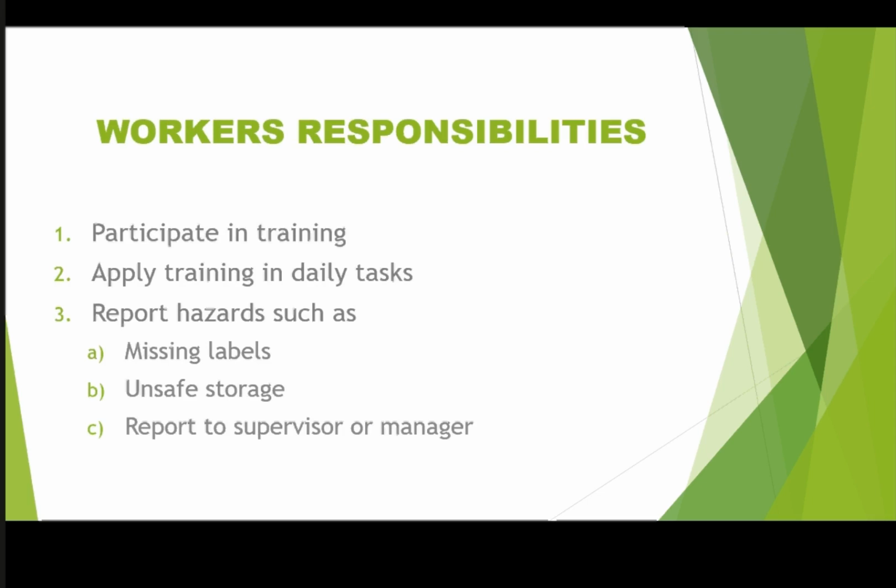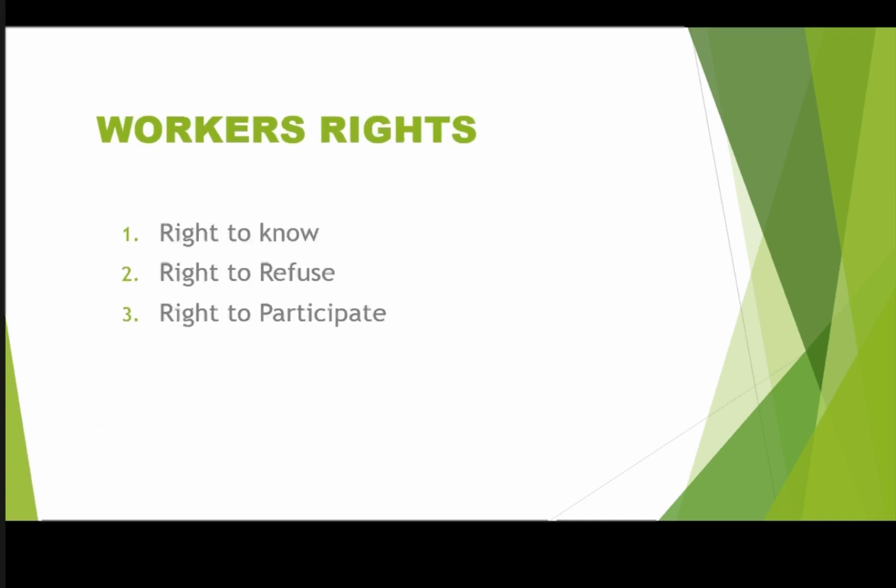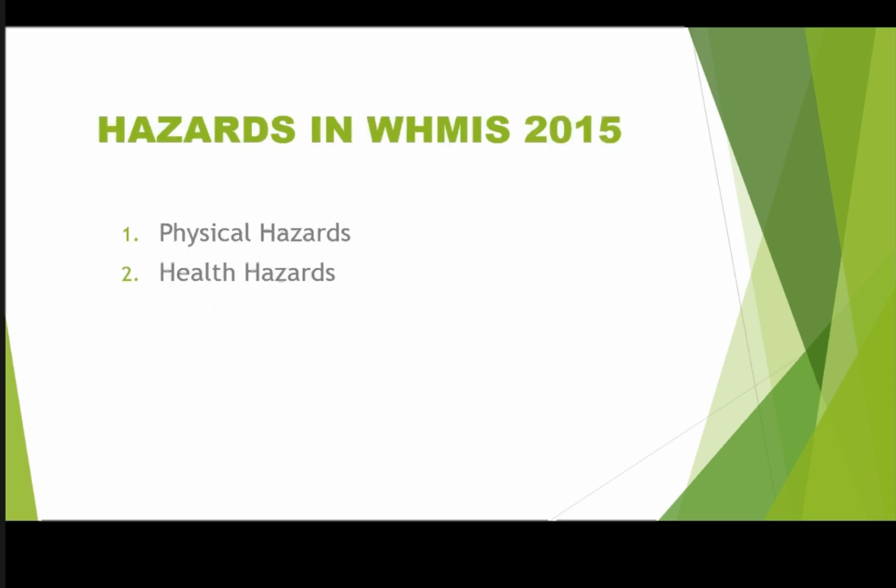Workers have to participate in training, and not just participate in training, but be able to apply that training in daily tasks. You have to be able to report hazards, such as missing labels and unsafe storage, to your supervisor or manager. Along with your responsibilities, you've got rights. These rights can be found directly from the Occupational Health and Safety Act. You've got the right to know, you've got the right to refuse unsafe work, and you've got the right to participate in matters concerning health and safety in the workplace.